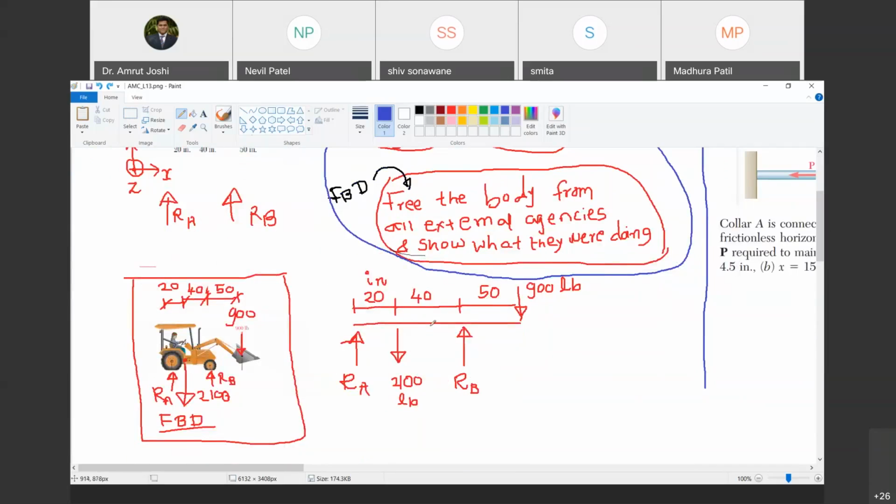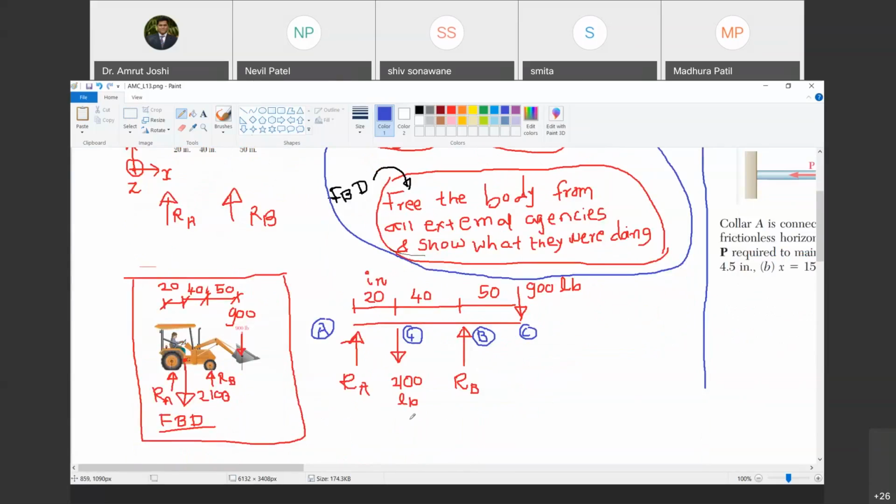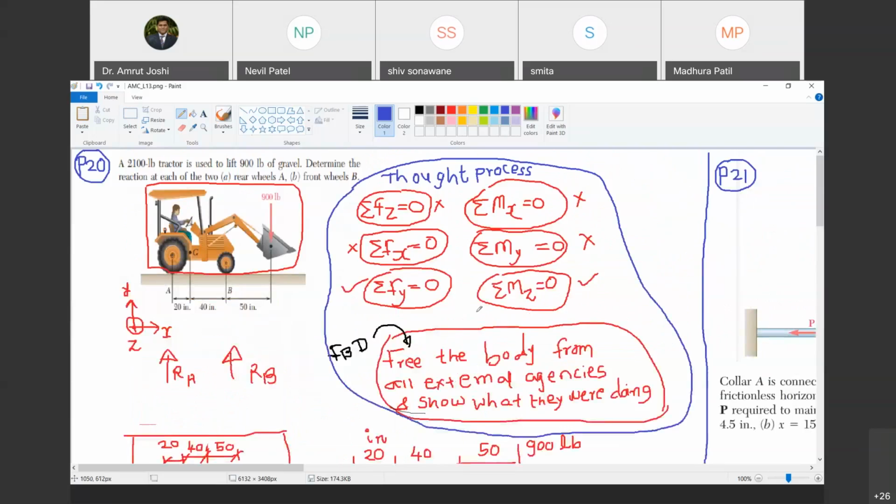Now we have three equations with us. We have two points. This is point A. This is the center of gravity, so I will call that point G, and this is point B, and let me call this point C. So this is the free body diagram. Now I want to determine RA and RB. There are two unknowns. We have already found out which two equations we are using: summation Fy equal to 0 and summation of moments about Z equal to 0. Do you agree with me?